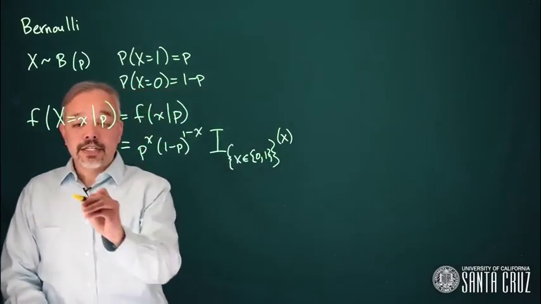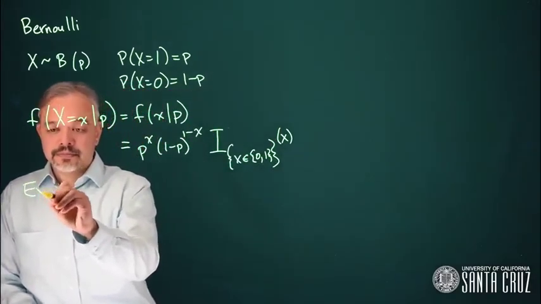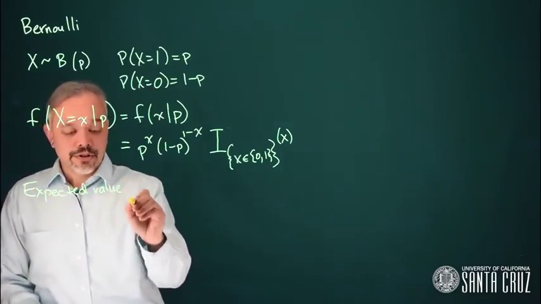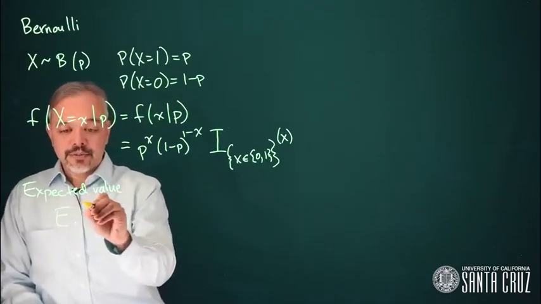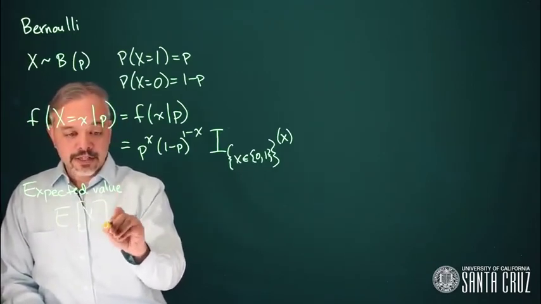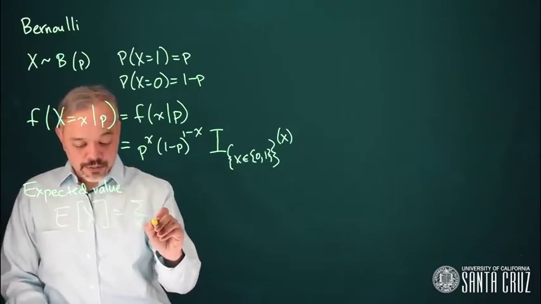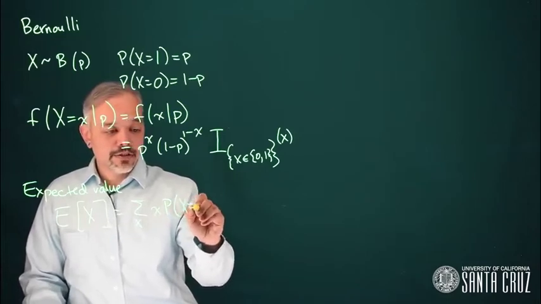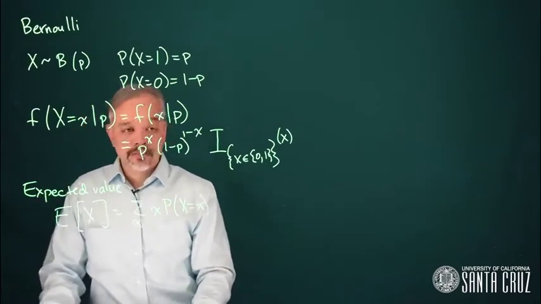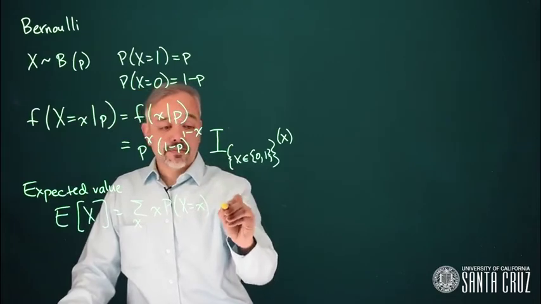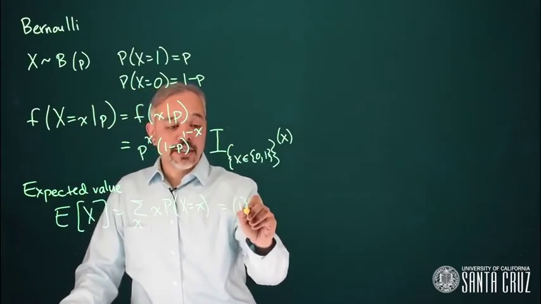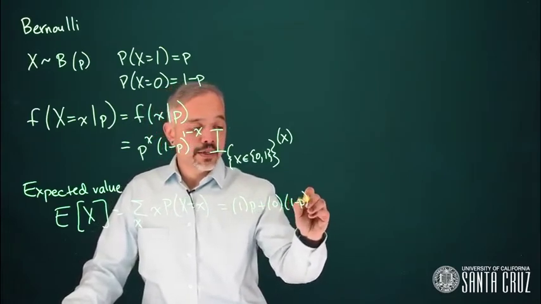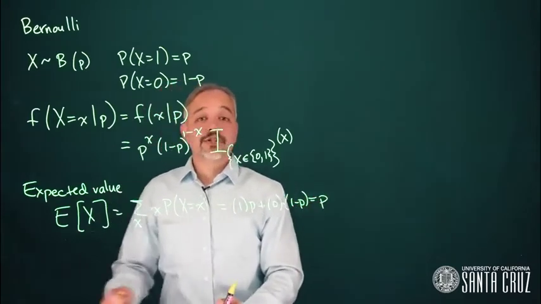One more concept is that of an expected value. This is the theoretical average or theoretical mean. We write it with a capital E, and the expected value of x is we sum over all possible outcomes, little x. We sum up x times the probability the random variable takes that value little x. In this case, it's really simple. One possible outcome is 1, and it takes that with probability p. Another possible outcome is 0, and it takes that with probability 1 minus p. So the expected value for Bernoulli is just the probability p.